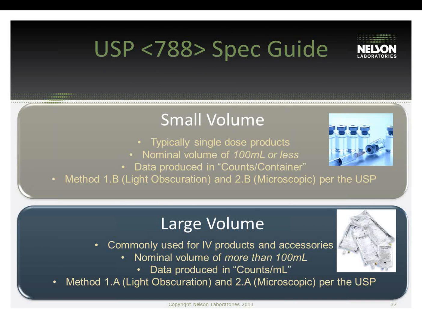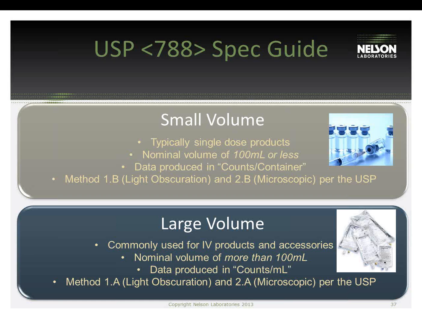It contains various specifications and acceptance criteria. There's small volume, which is the most common test. Typically, these are single-dose products with a volume of 100 mL or less. When testing these for particulate matter, it's assumed that the entire injection will be exposed to the patient, and therefore data is produced in counts per container so that we have an idea of the total particulate load from that one dose that will be exposed to the patient. There are two tests per the USP, the 1.B, which is for light obscuration, and the 2.B for the microscopic.